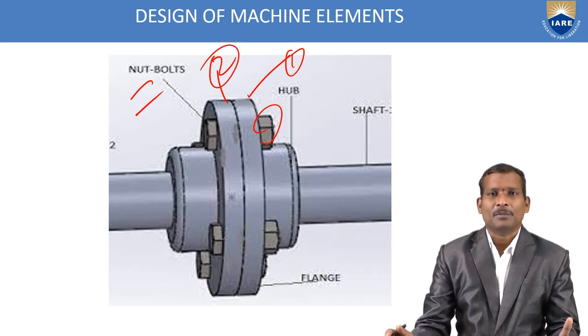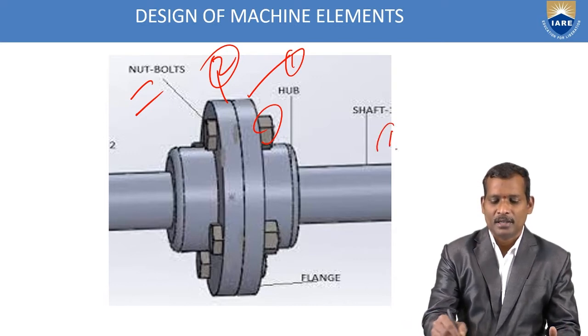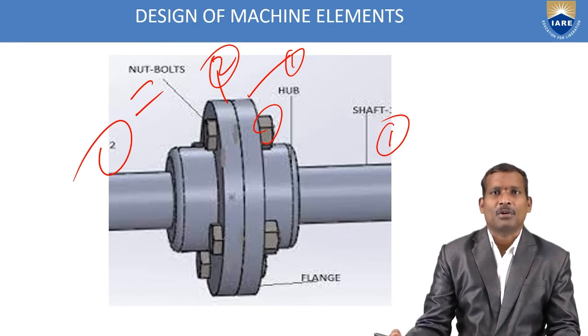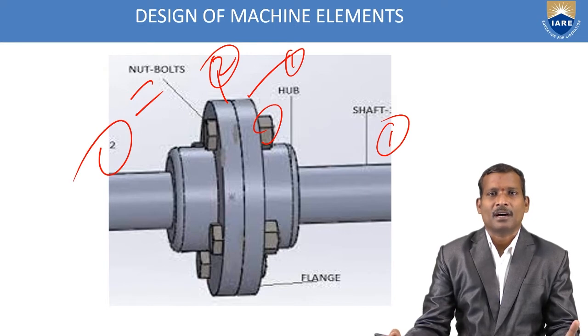So what is the main purpose of this coupling? To join two shafts. You see here, one end of a shaft and another end. These two are connected with the help of this coupling. This type of coupling is called a rigid coupling. These two flanges are connected with the help of bolt and nut. The main thing is how to design these flanges and bolts, and how to calculate the shaft diameter, which we will see.